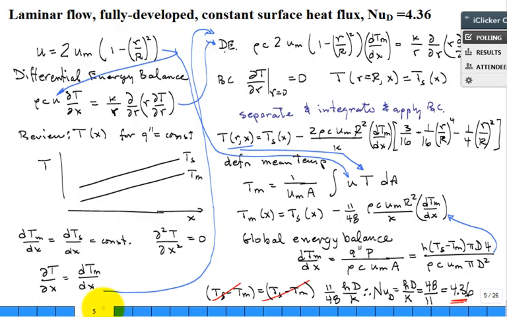You do it for two cases. You do it for the first case where the flux is constant, surface heat flux. You remind yourself that the mean temperature is going to go up linearly as you flow down the tube. The surface temperature is going to go up linearly, and there's a constant theta temperature difference everywhere because it's a constant heat flux. We talked about that before.